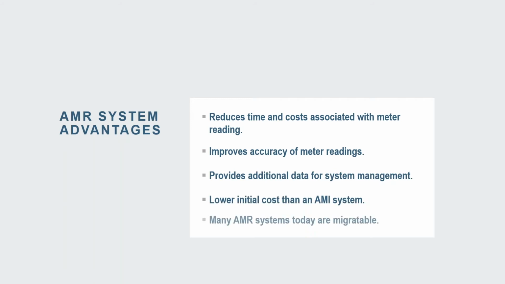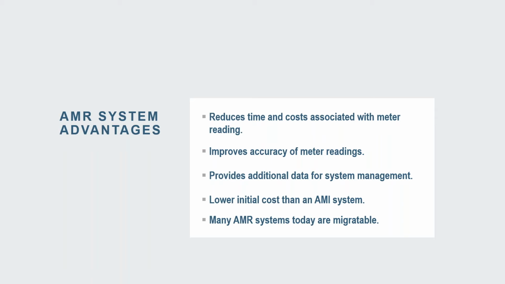So some of the advantages of an AMR system. The first and most obvious advantage of an AMR system is the reduction of time and cost associated with meter reading. This job that may have taken a handful of employees a month to complete can now be done by a single employee in a few days. This reduction in time translates to a reduction of labor costs, and it also frees up employees for system maintenance and repairs or other assignments that they previously didn't have time to get around to because they were busy reading meters.